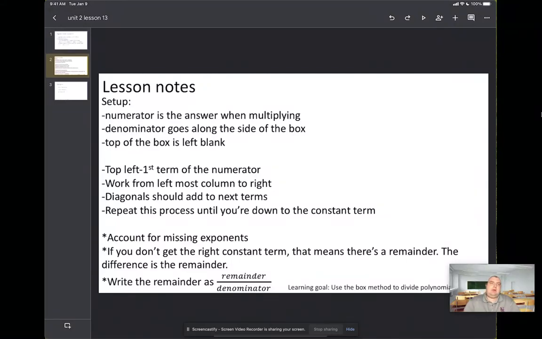Welcome back, everyone. We are up to Unit 2, Lesson 13. This particular lesson is another lesson on dividing polynomials.